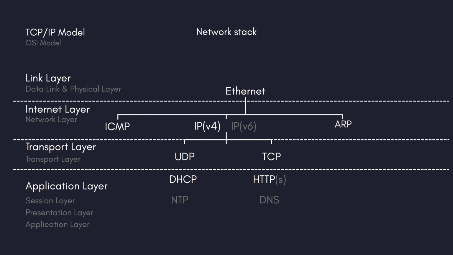OSI actually divides the link layer from TCP/IP into the data layer and the physical layer. The data layer is the actual physical addressing that I mentioned before and that we will see in a minute, and then the actual physical communication happens in the physical layer. The internet layer stays the same, but it gets renamed to the network layer. The transport layer is exactly the same. And then the application layer gets divided into the session, presentation, and application layer. Okay, that's a lot of information that doesn't seem to make a whole lot of sense. So let's go over it.